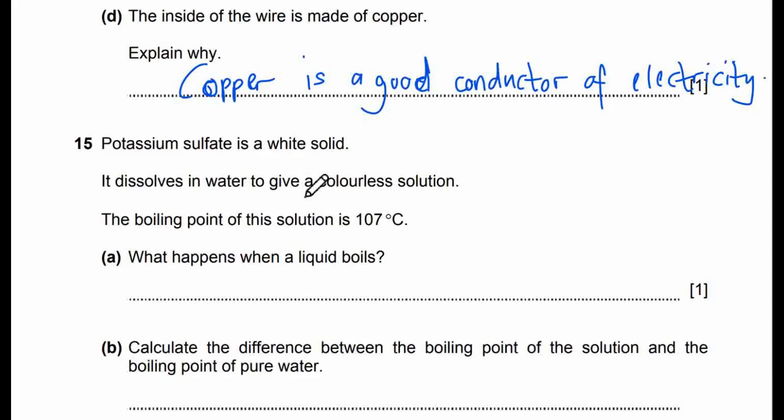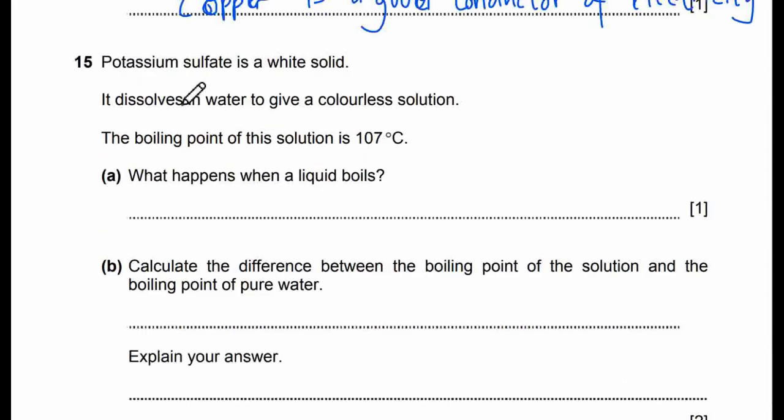Now let's get moving to number 15. Potassium sulfate is a white solid. It dissolves in water to give a colorless solution. The boiling point of this solution is 107 degrees Celsius. What happens when a liquid boils? When a liquid boils, it changes from liquid state to gaseous state.